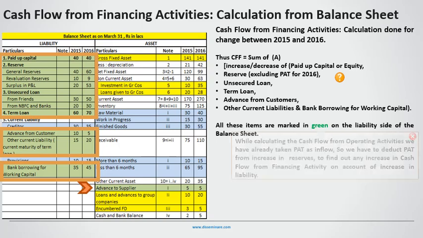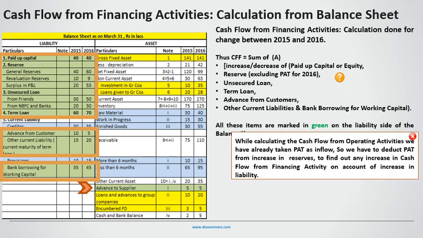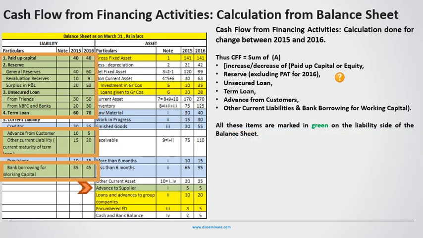Please note, while calculating the cash flow from operating activities, we have already taken PAT as inflow, so we have to deduct PAT from increase in reserves to find out any increase in cash flow from financing activity on account of increase in liability. The items to be deducted from the first part are the sum of the items highlighted in the asset side of the balance sheet, the sum of increase or decrease in advance made to suppliers.